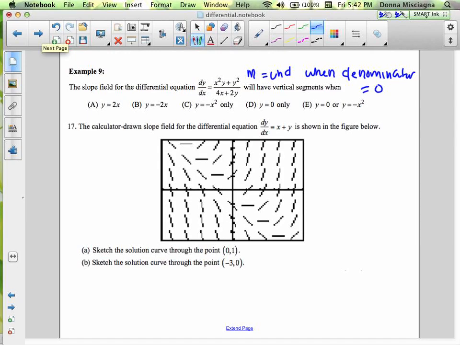All right, let's figure out. So if y is equal to 0, I have 0 in the numerator, but I have the 4x still in the denominator, right? Because I'd have 0 here, 0 here, 0 here, but there'd still be this 4x. So that'd be 0. I wouldn't have vertical segments, I'd have horizontal segments. So this one would be horizontal.